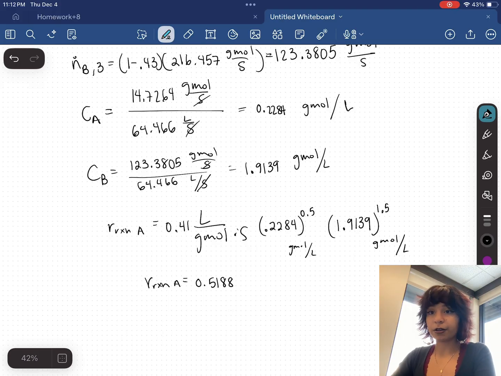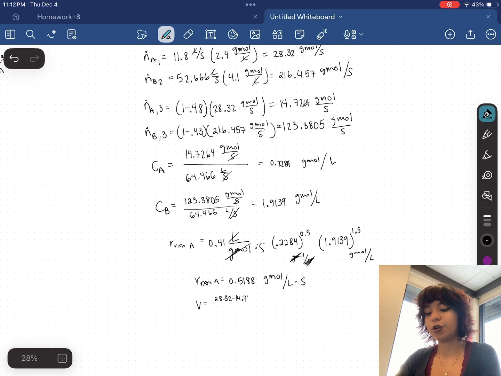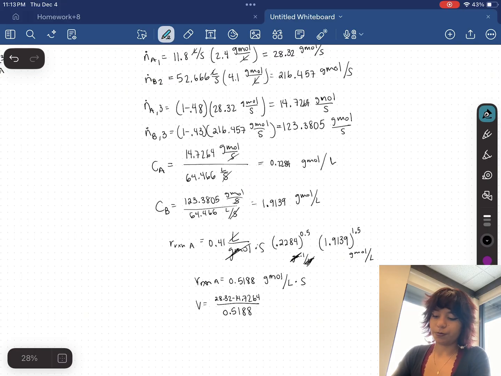Now that we have our rate of reaction, we can solve for our volume. We will do 28.32 minus 14.7264 gram moles per second divided by 0.5188 gram moles per liter seconds. And that will give us a rounded answer of 26.20 liters.